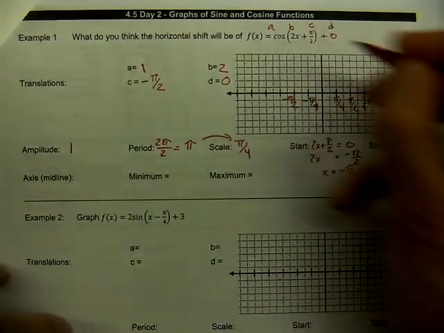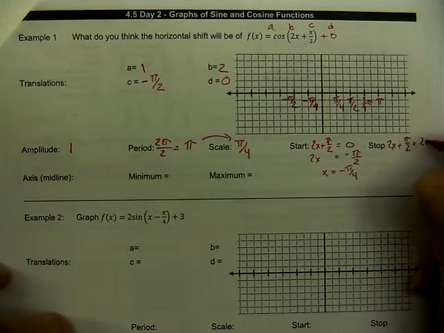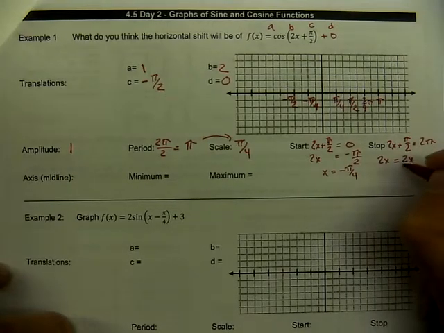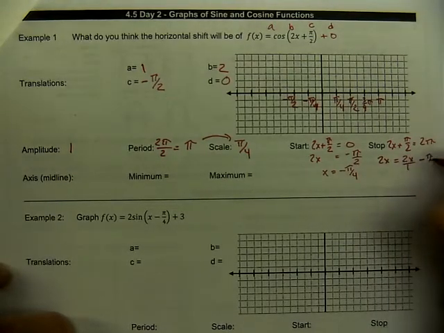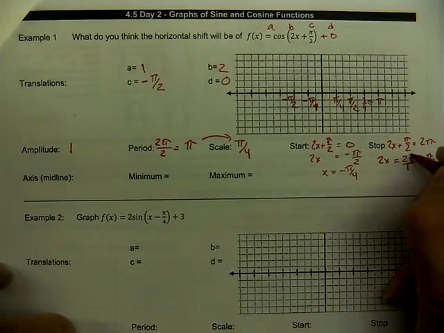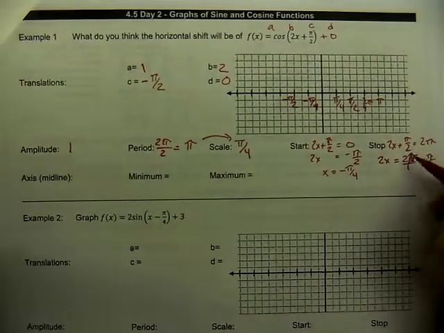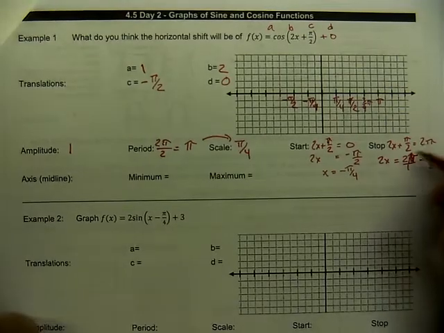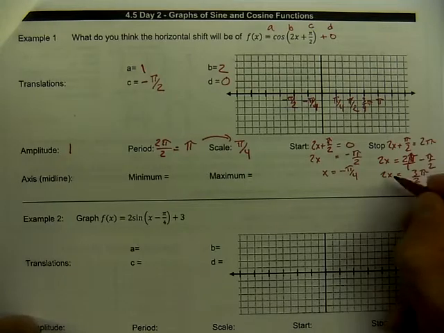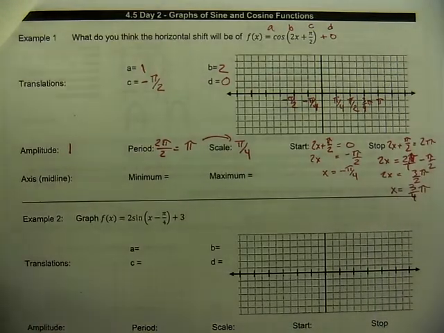All right, for the stop, again, we take everything in the parentheses. 2x plus pi over 2, we set that equal to 2 pi. Subtract pi over 2 from both sides. And notice that we have an uncommon denominator here, so we have to create a common denominator of 2. So that'll be 4 pi over 2 minus 1 pi over 2. That gives us 3 pi over 2, right? So 2x equals 3 halves pi, and then divide away the 2. So x is 3/4 pi. That's where we will stop.